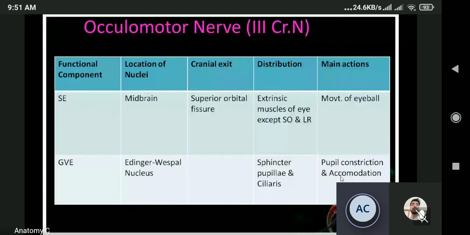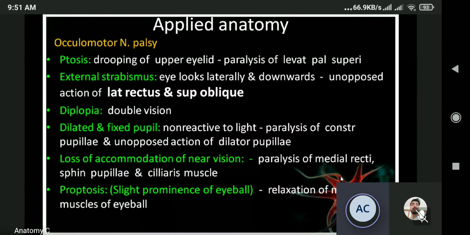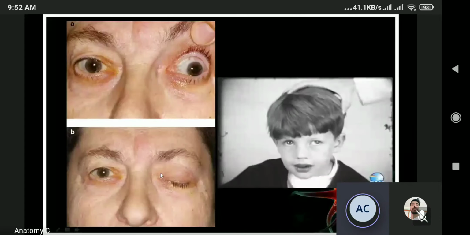The next one is what do you mean by oculomotor nerve palsy? That means the motor nucleus of the oculomotor nerve is supplying the extraocular muscles. So there may be a ptosis. Ptosis means drooping of the upper eyelid. Now, can you see the drooping of the upper eyelid over here? This one, and over here also you can see the drooping of the upper eyelid.